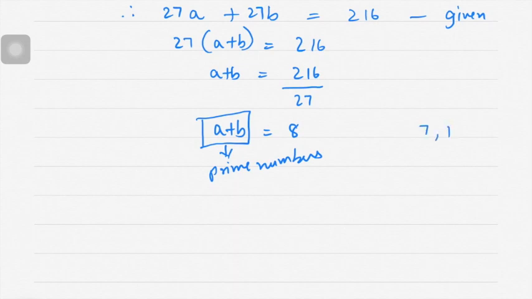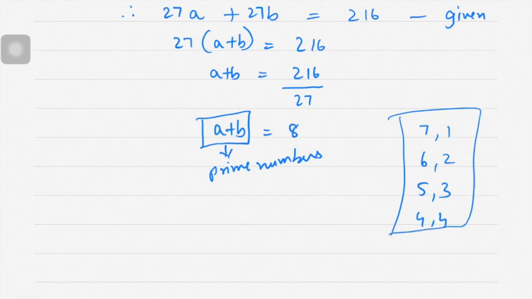When you add, it becomes 8. So 7 and 1, it becomes 8. 6, 2 is 8. 5, 3 is 8. Right? And 4, 4 is 8. These are the possible pairs. The total is 8. Correct? But what do you want? You want two prime numbers. 7 and 1, both are prime numbers. Do you agree? Yes.